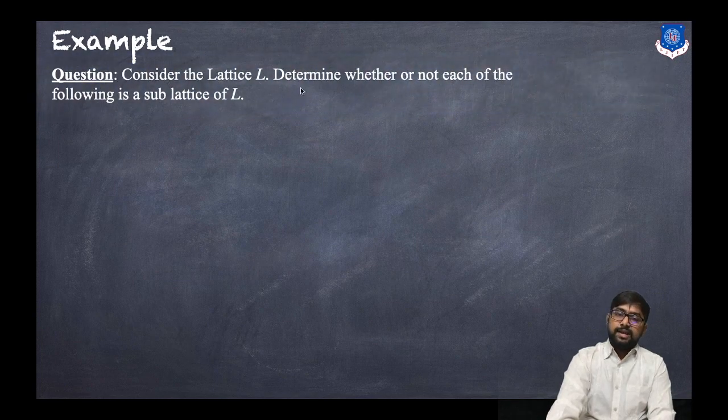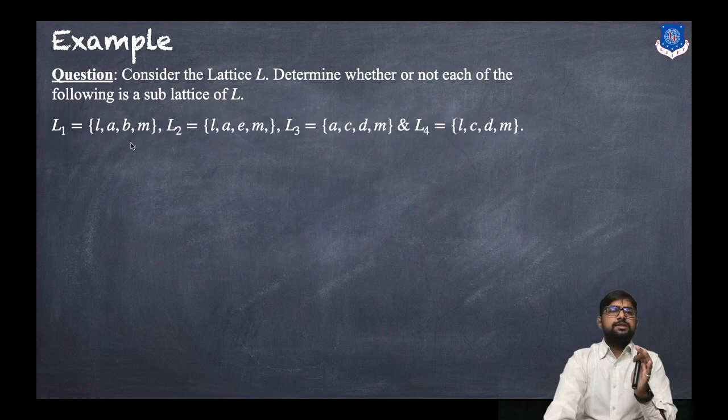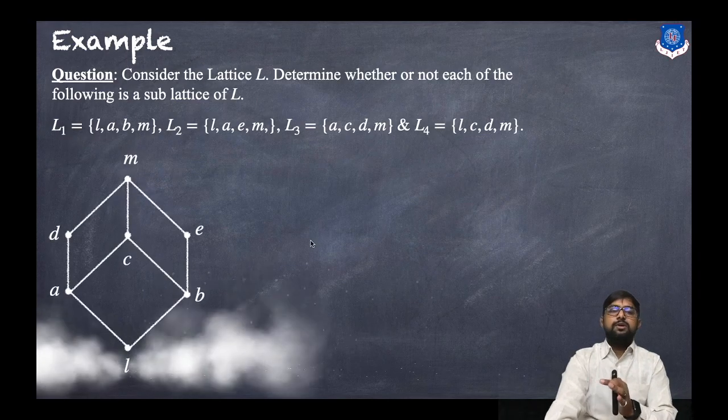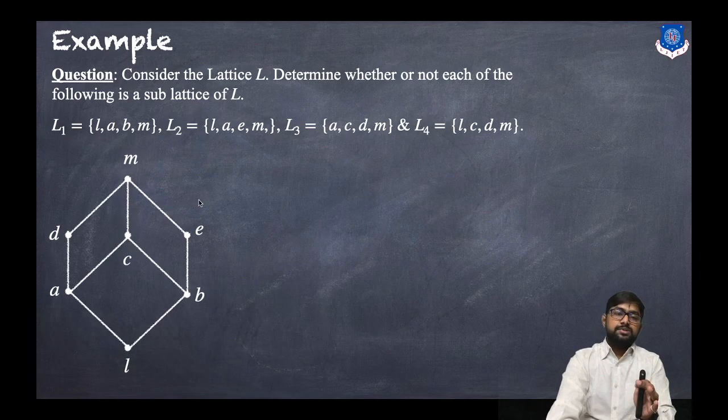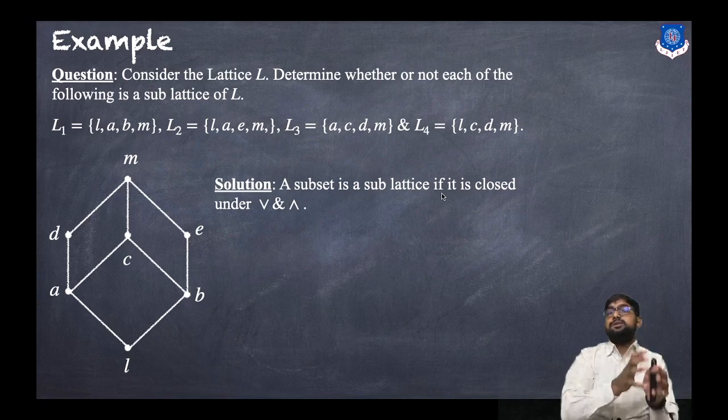Consider the lattice L and determine whether or not each of the following is a sublattice of L. We have four sets L1, L2, L3 and L4, and the Hasse diagram is given. So we'll check one by one whether it is a sublattice or not. Now a subset is a sublattice if it is closed under OR and AND. That means it has LUB and GLB.